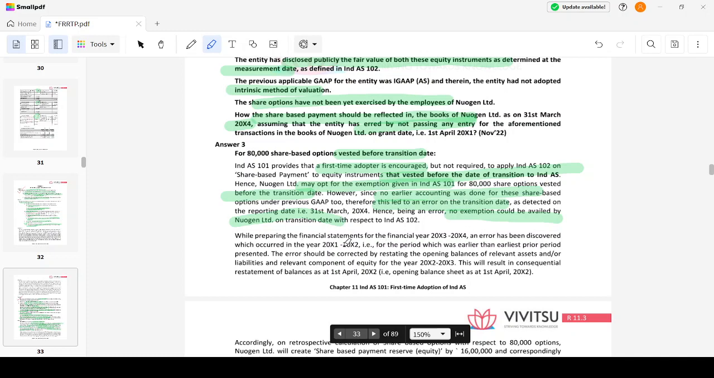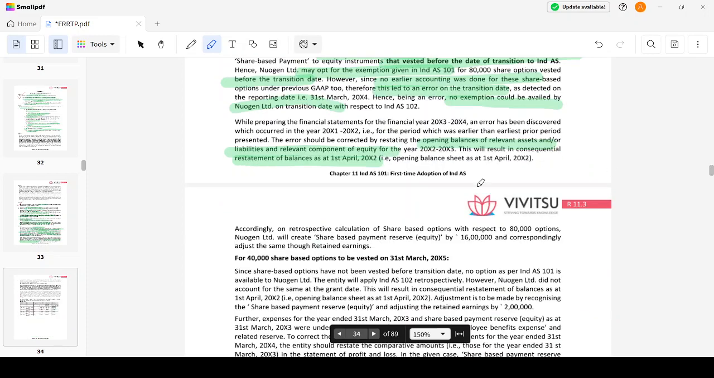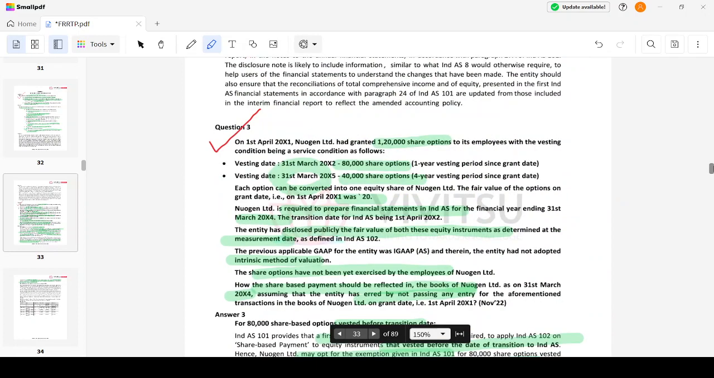Error has been discovered, which is a prior period item. The error should be corrected by restating the opening balances of relevant assets or liabilities and the relevant component of equity. This will result in consequent restatement of balances as at 1st April 20x2. Accordingly, a retrospective calculation of share-based payment with respect to 80,000 share options will be done, creating a share-based payment reserve in equity of 16 lakhs and correspondingly adjusting the same to the retained earnings.